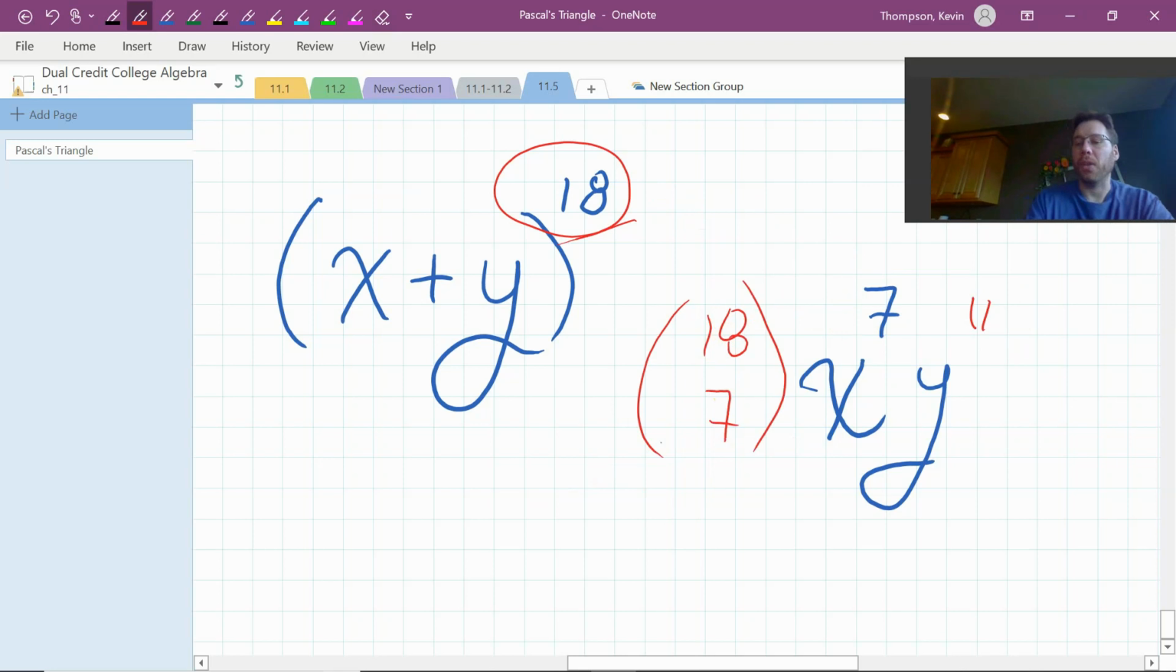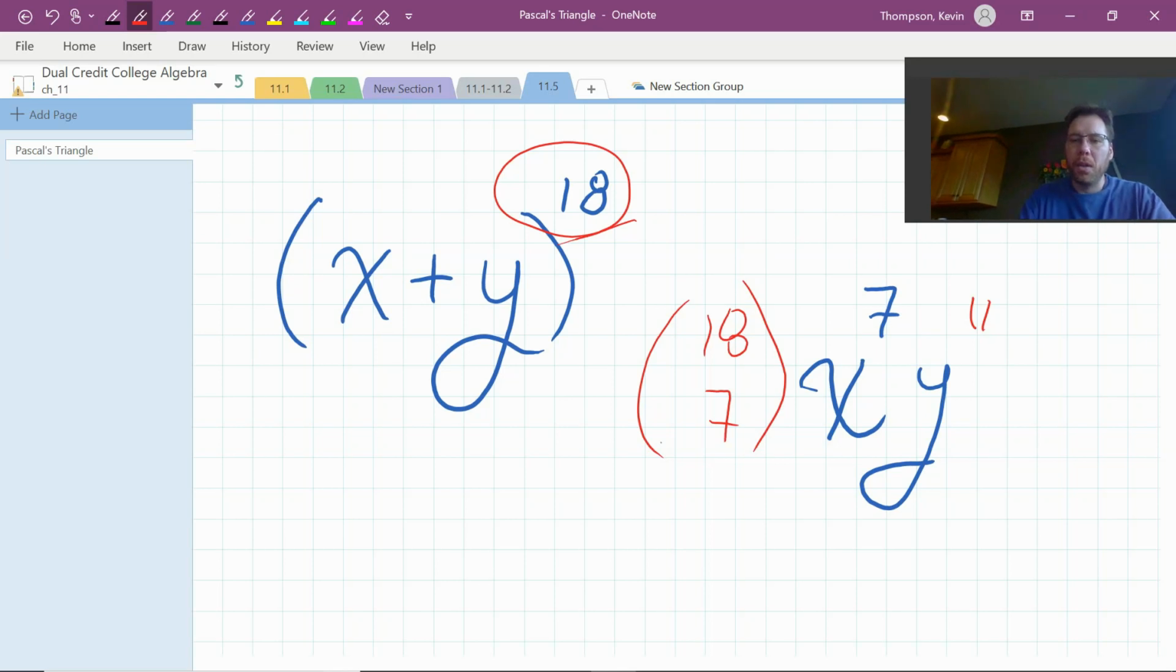Or 18 choose 11. It doesn't matter, because if I have a group of 18, if I think about a class of 18 and I say I'm going to pick 7 of you to go outside and do something, well, didn't I also pick 11 of you to stay in the class? I could have said it differently. I could have said I'm going to choose 11 of you to stay in the class and then 7 of you to go outside. So choosing 7 people out of 18 is the same as choosing 11 out of 18.